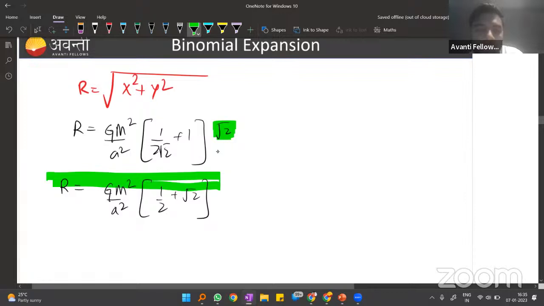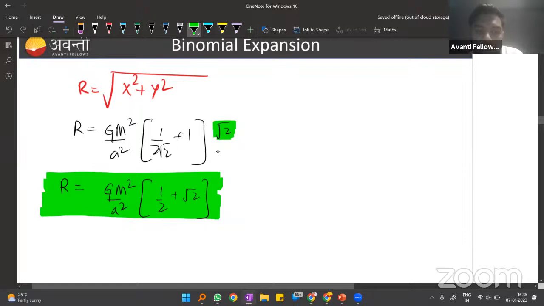It means the total force acting on that mass is given as this. Hopefully this is clear. Is this question clear, guys? We'll move on to the next topic. Does anyone have any doubts? Please let me know. Is this question clear? Hopefully this is clear.